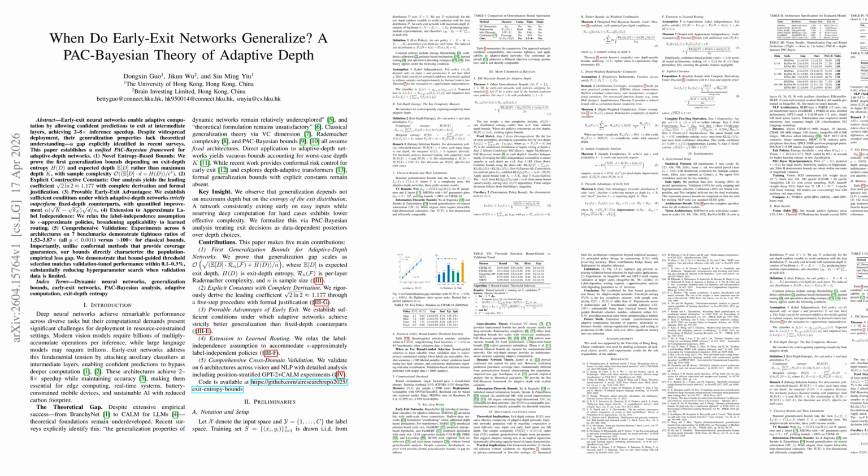Bound-guided threshold selection matches validation-tuned thresholds within 0.1 to 0.3%, reducing the need for held-out tuning in low-label or privacy-constrained settings.